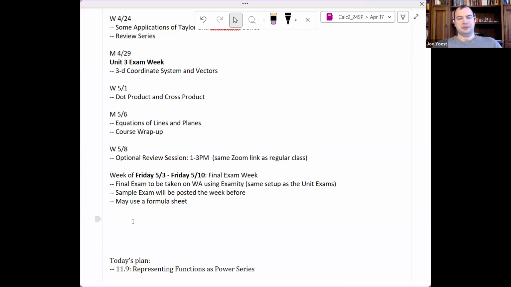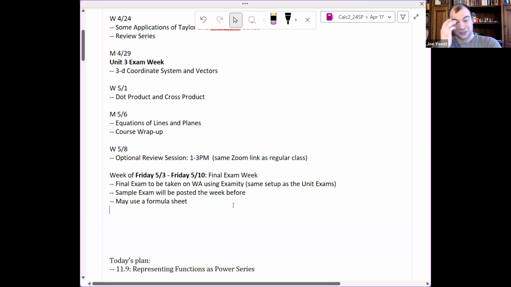But I pushed the start date up. Typically we would open things on Monday, but I pushed it forward to Friday the 3rd so that you still have one full week. You can have the weekend if you want to use that. And similar to before, a sample exam will be posted. You can use a formula sheet, taken on WebAssign using Examity. So similar setup to our previous exams.